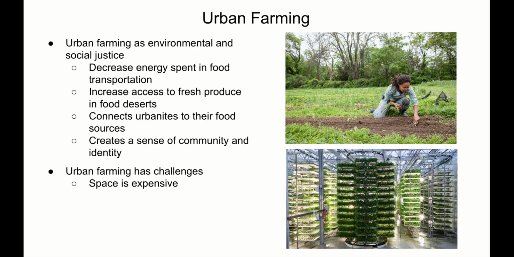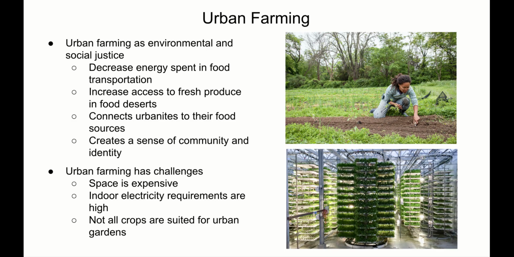Urban farming has a ton of challenges. Space is really expensive in cities, both outdoor space and indoor space. If we're growing things indoors, especially these high-tech vertical farming, hydroponic farming operations, our indoor electricity requirements are going to be really high. And if you just think about the physical layout of these smaller spaces, not all crops are suited for urban gardens. How are we going to be growing our fruit trees with vertical farming? You can really only grow small crops in vertical farming. You might be able to grow some of the larger ones in our community gardens, but how much space do we have for community gardens?